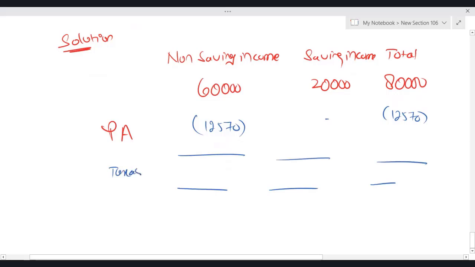Here comes the taxable income. Calculator. 60,000 minus 12,570. I'm getting 47,430. 20,000. 67,430.